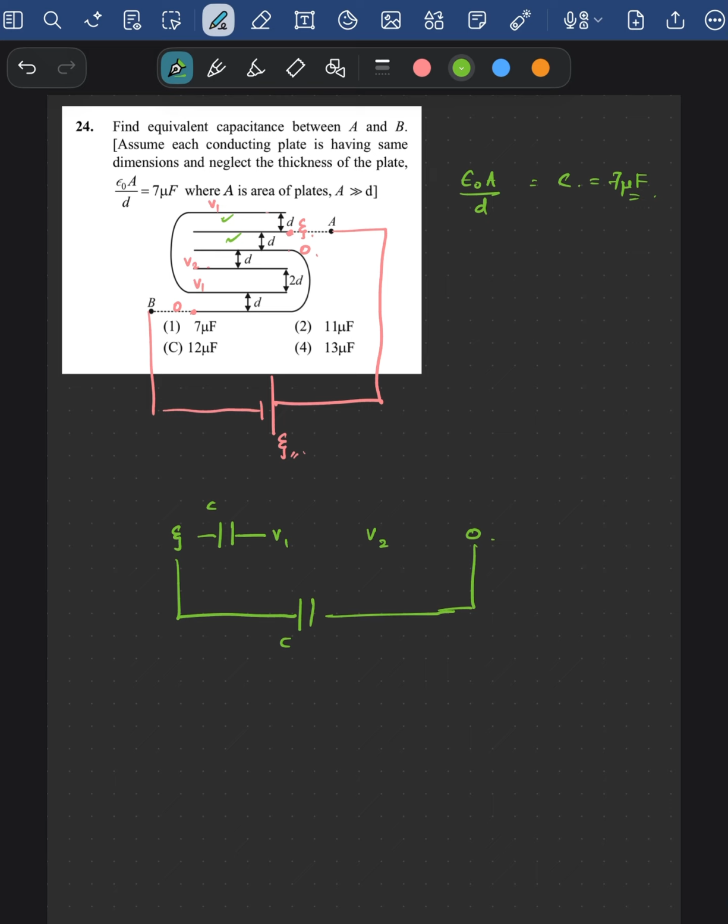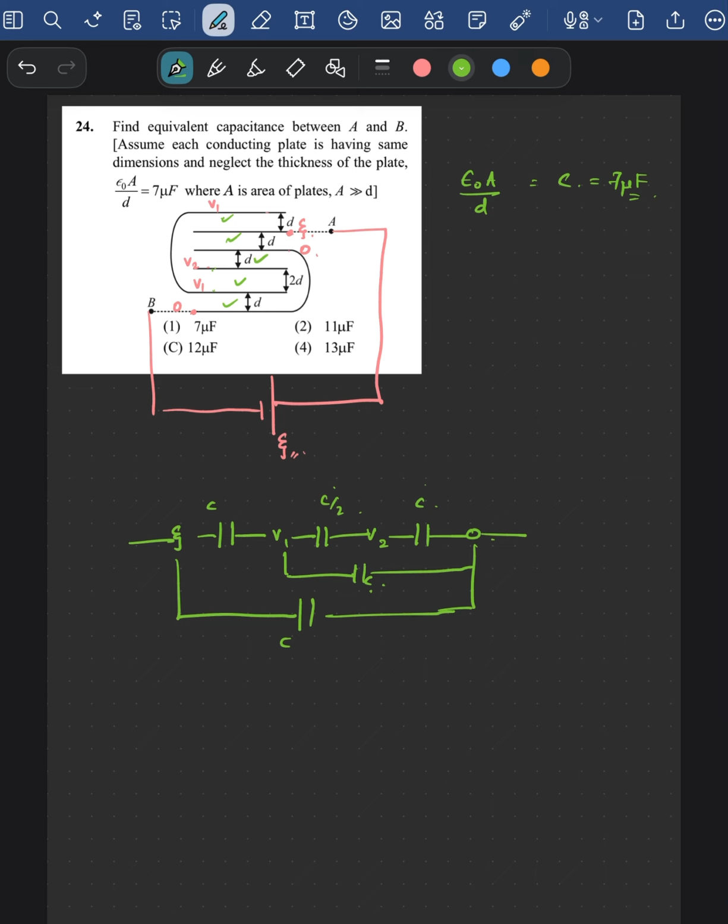Between V2 and 0 I have a capacitor whose capacitance is C. Between V1 and V2 I have a capacitor, but the separation between them is 2D, so its capacitance will be C by 2. And finally between V1 and 0, I have a capacitor whose capacitance is also C. So this is your effective circuit diagram, and you see that things are a lot simpler now. These two are in series, that's in parallel to this, and then this entire thing is in series and that's in parallel with this.